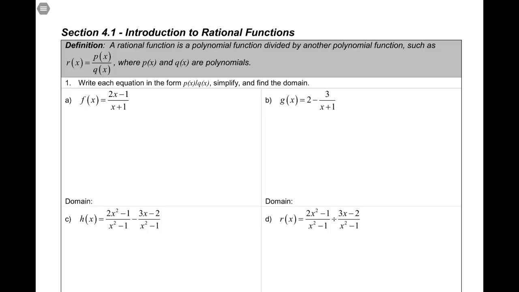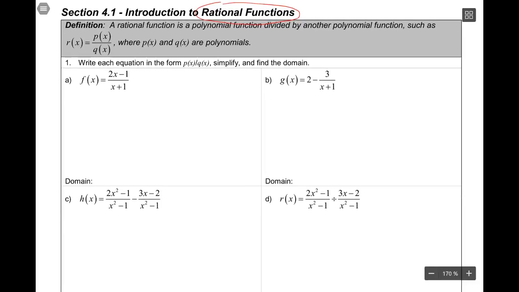Let's move on. Chapter 4 is about rational functions. It's a pretty short chapter, but there's a lot of information packed in it, so we're going to start with an introduction. A good place to begin our discussion would be the definition of rational functions. A rational function is a polynomial function divided by another polynomial function, such as r of x equals p of x over q of x, where both p and q are polynomials.